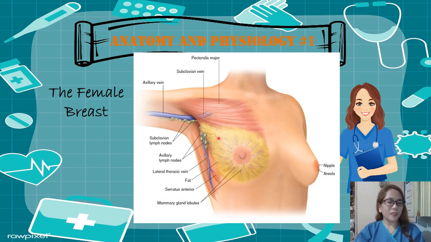Looking at the breast, you can see that it's round or oval in shape. However, the real shape of the breast is rectangular and it's not actually round, because the breast overlies the pectoralis major muscle and its inferior margin, serratus anterior. So these are the other parts or structures of the breast, and this was discussed already in your anatomy and physiology.